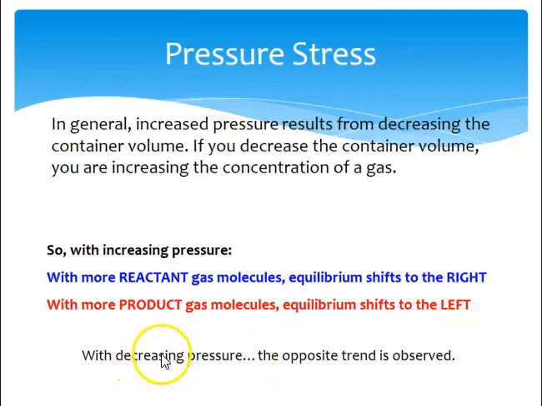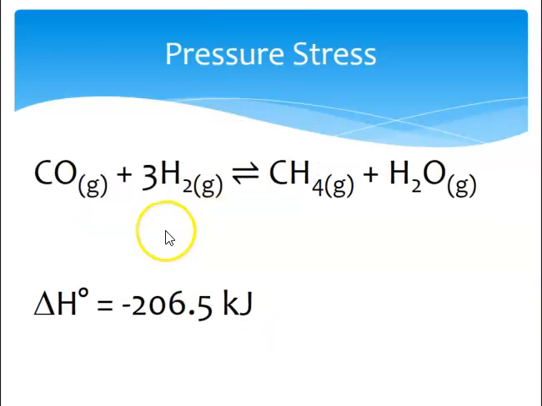If you decrease the pressure, it does the opposite. If I take the pressure away, then it's going to want to shift to the side that takes up the most amount of space. So let's look at this thing really quick. CO plus 3H2 gives CH4 plus H2O. If I increase pressure on this system, which way is it going to shift, left or right? Let's look at moles of gas. 1 plus 3, there's 4 moles of gas here, there's 2 moles here. This is the big side. So if I increase pressure on this system, it's going to force me over here. So it definitely pushes me to the right.